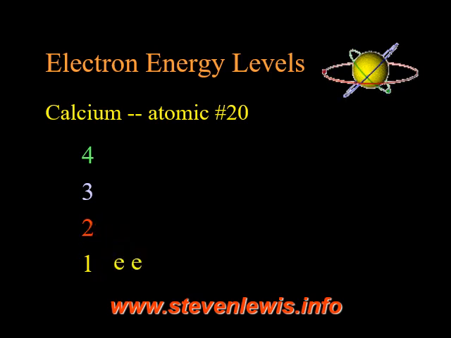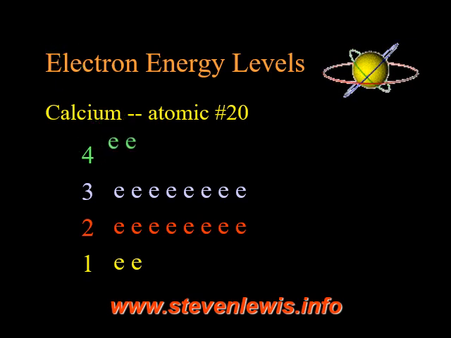Next, we move to the second floor, where we'll place 8 electrons. This fills the second floor with electrons, so we must move to the third floor, where we place 8 more electrons. So far, we've placed 2 plus 8 plus 8, or 18 electrons in our electron hotel for calcium. We have 2 remaining electrons, so we'll place these on the fourth floor. The electronic configuration for calcium is 2, 8, 8, and 2.